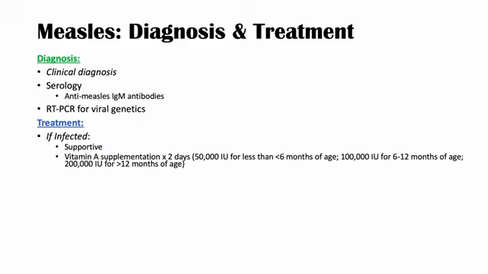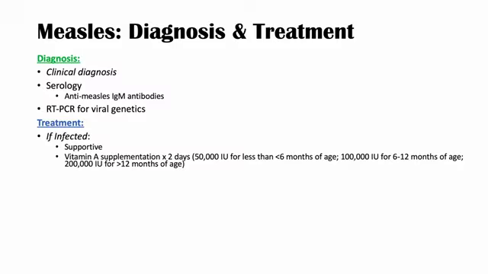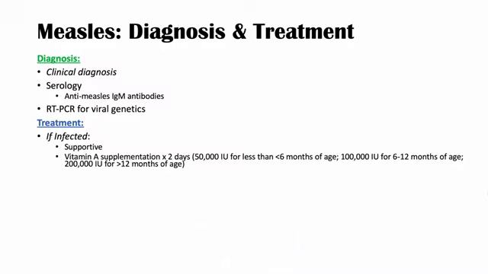Vitamin A supplementation has been shown to help reduce morbidity and mortality of a measles infection. Remember that one of the risk factors for getting measles and having a more severe presentation of measles is a vitamin A deficiency. So if we supplement individuals who are infected with measles with vitamin A, we can help reduce some of these signs and symptoms. Vitamin A supplementation usually occurs for 2 days and it's dependent on age. You can look at these international units as a reference.